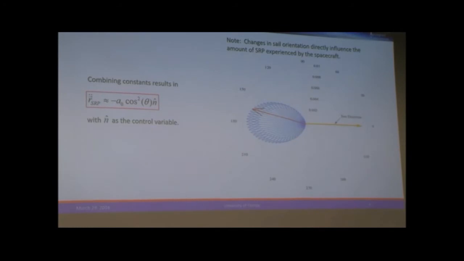Can I make a comment? Sure. I don't know if you said it. So n is the unit vector normal to your sail? Yes. Theta is the angle between n and the direction to the sun? Exactly. So if this is our sun, right? That's what it looks like.